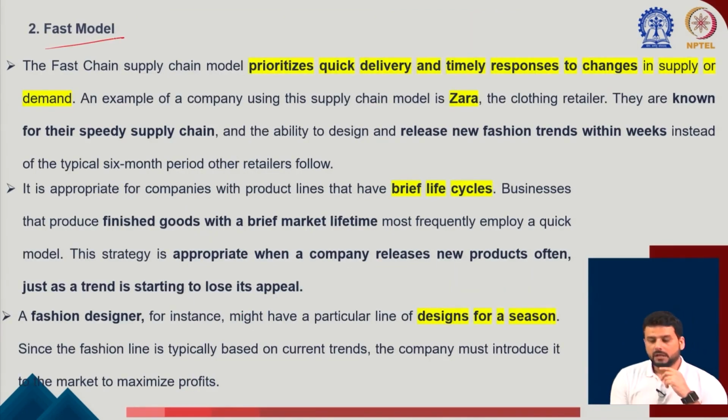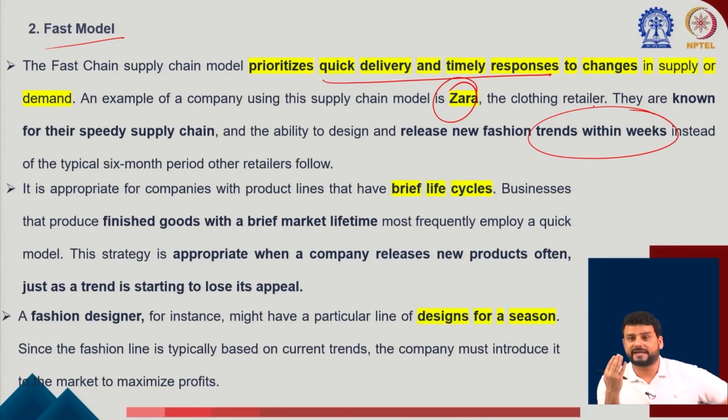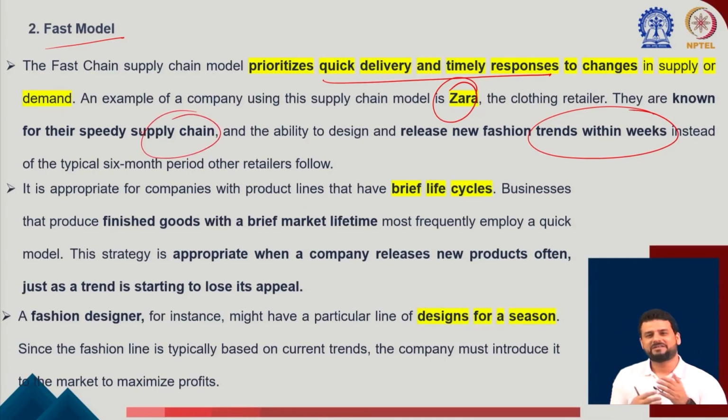Second is the fast model. Obviously, speed is the main parameter of this, where you need quick delivery and timely response, and Zara is the best example where they are not only quickly delivering the product, but they are replenishing the new inventories with the old inventory, right. So, we have discussed one case where for new trends, whatever new fashion they are coming with, the average of that industry is 6 to 7 weeks, but Zara is almost every other week changing the trends, coming up with new products, right.